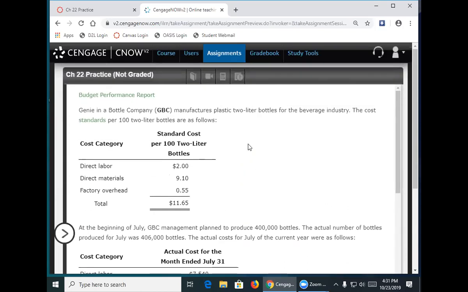So this next one, we are given costs for labor, materials, and overhead. We're making 2-liter bottles, and it gives us a standard cost to make 100 2-liter bottles. So obviously it's very cheap. They charge us a lot for those 2 liters, don't they? When it costs $11.65 to make 100 2-liter bottles. Of course, that's not the soda in it too, but still. Just shows you how much they charge us for things. So that's the standard cost for that.